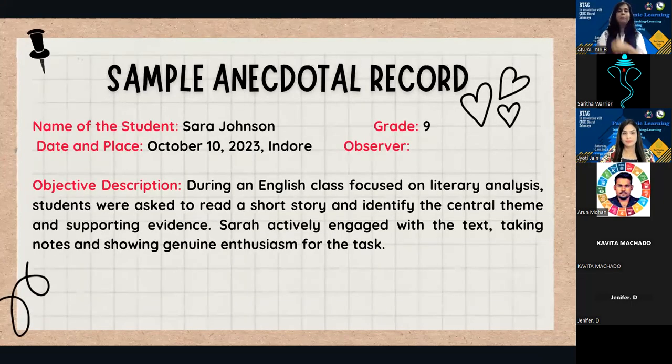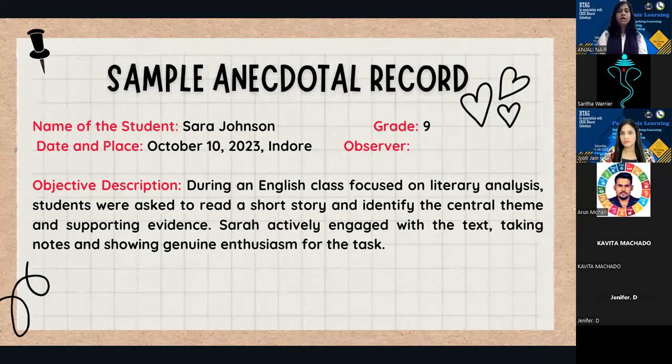And this is a sample anecdotal record for you teachers. So what all should be there? Name of the student, grade, date and place, and the name of the observer. So what is the objective of this anecdotal record that I have displayed here?